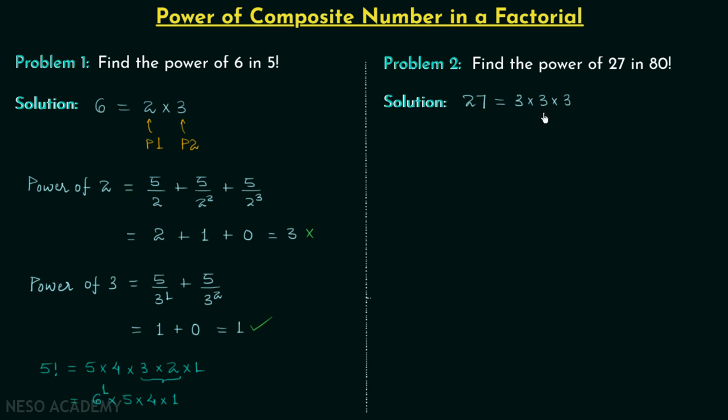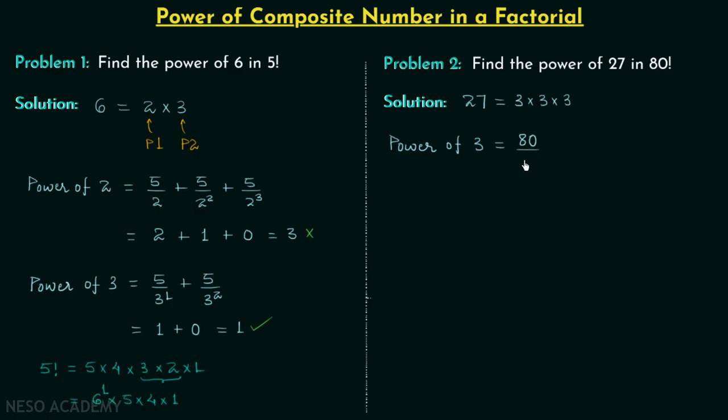multiplied by prime number 3. So we are having 3 same prime numbers multiplied together to give 27. And therefore, we will not have a situation to make a selection like we did in problem number 1. We simply need to find out the highest power of prime number 3 in 80 factorial and then divide the result by 3 because we have three 3's. Makes sense? So let us move on to finding out the highest power of prime number 3 in 80 factorial.